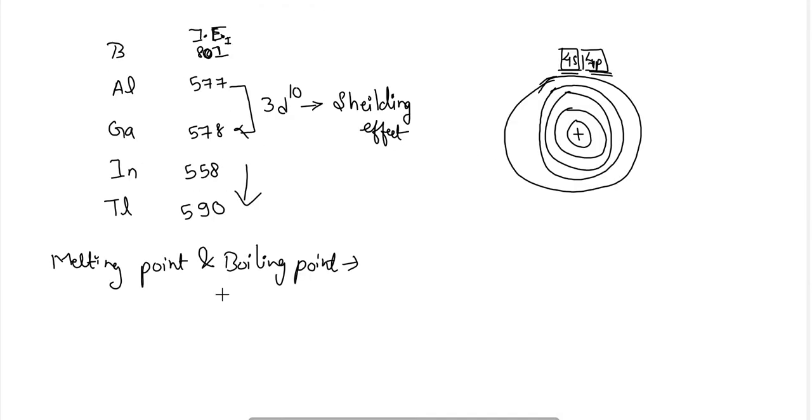The reason is the icosahedron structure of boron. The icosahedron structure of boron is responsible for the high melting and boiling point of boron. Boron is also present in solid form, but it is a harder solid in comparison to the other elements present in group number 13. Okay, it has a harder crystalline structure, and hence its melting point is also very high.